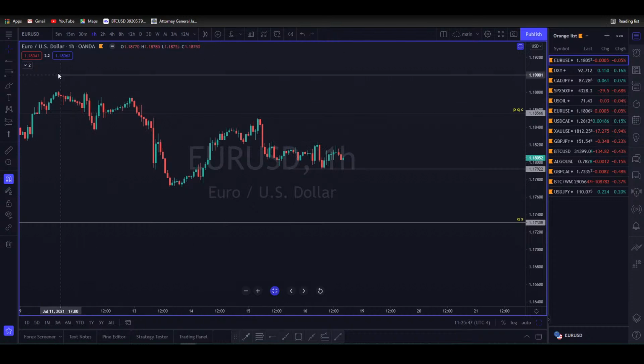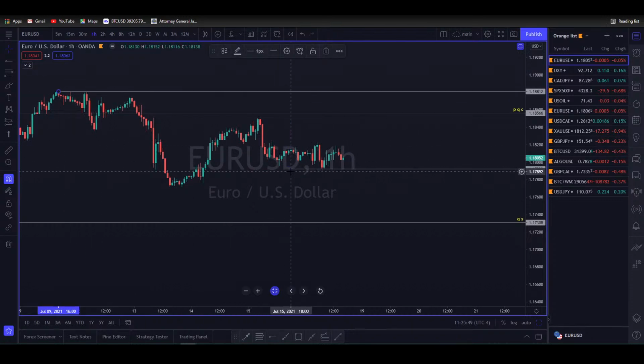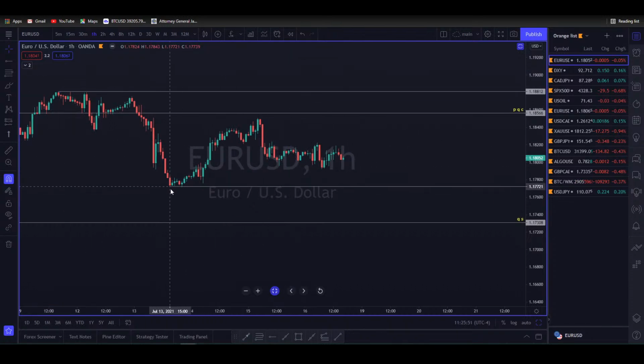How can I? All right, let me see. I'm not very good at explaining this stuff. So here, there you go. So from this high to this low, this move here is trading inside of this range.